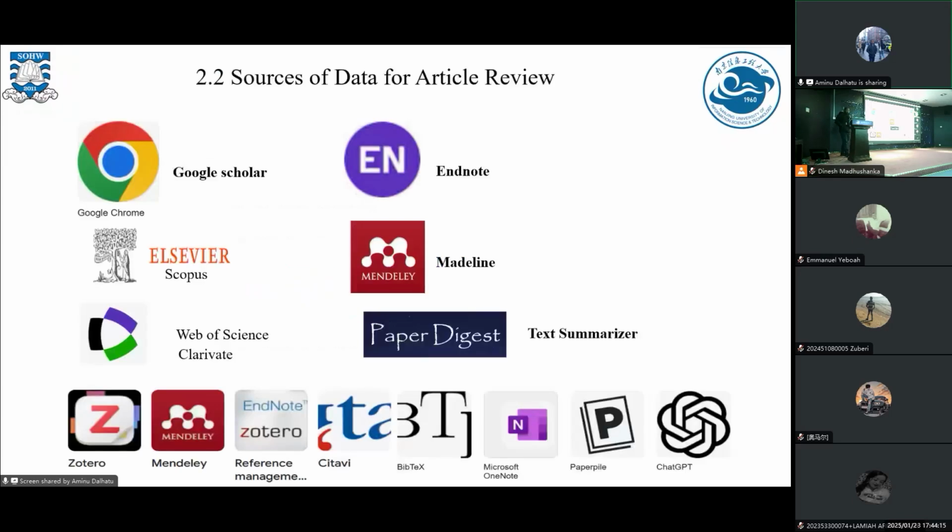The second step is to find the data. For a review paper, we find our data, or published papers, from Google, Elsevier, Scopus, Web of Science, EndNote, Mendeley, and text summaries. Most of the time, Google has more papers than other sources, because on Google there are a lot of papers that are not important for scientists.